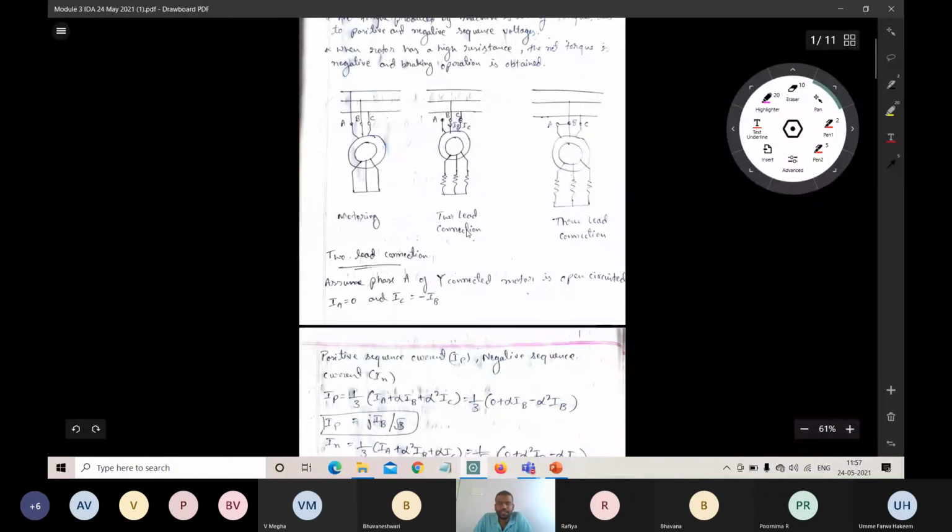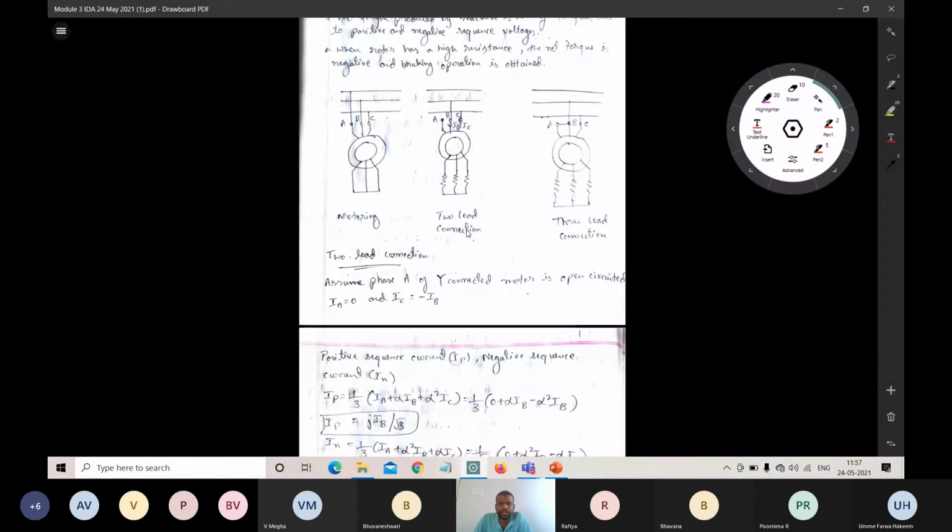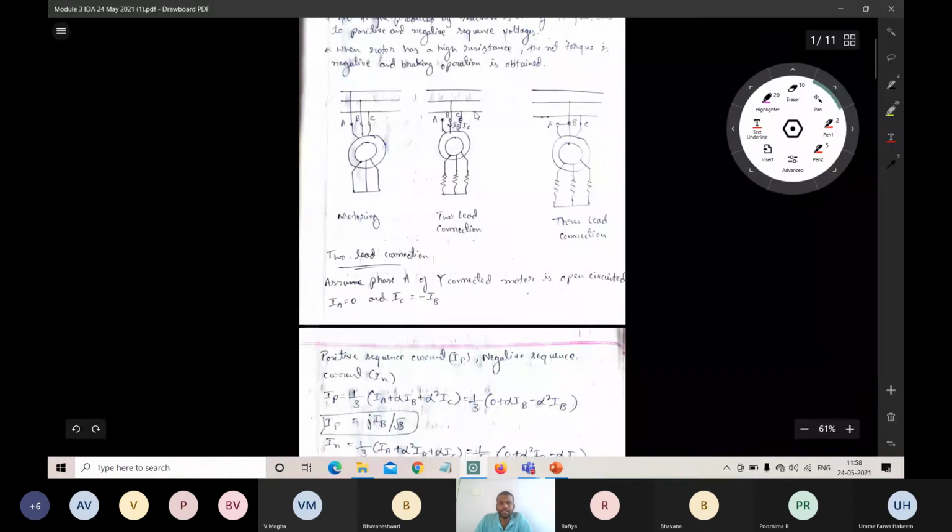First we consider the 2-lead connection. Just assume a phase A. Here the stator will be connected in a star connection. In the star connection, I am removing the phase A. If I remove the phase A, then what happens? There will be no flow of current.